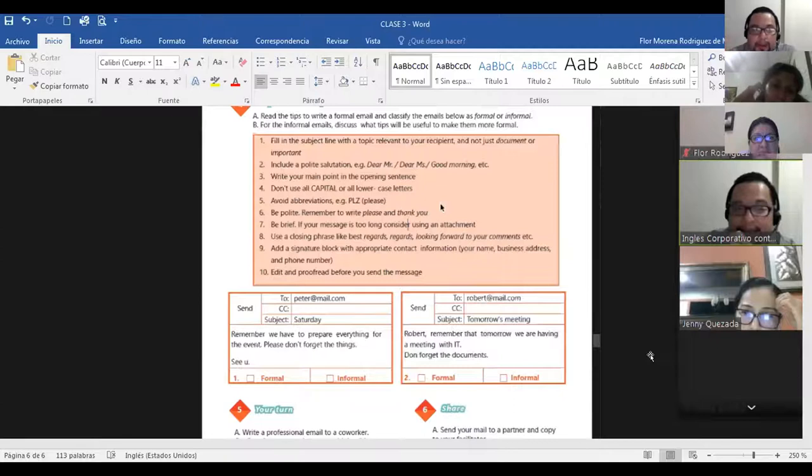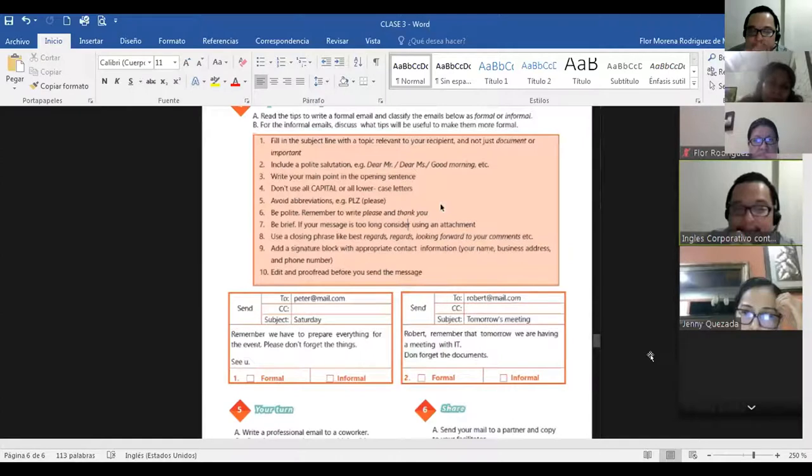Okay, fill in the subject line with the topic relevant to your recipient. Evitar decir o poner solo relevante, como en el encabezado, en el asunto del email, o solo poner document or important. Yo sé que en su caso, Tatiana, como mencionó, lo pone así por el hecho de que ya mandó el correo dos veces y no le contestan. Entonces, ni modo, tiene que utilizar eso, pero son casos especiales, porque en el primer correo que usted mandó, le puso de qué se trataba.